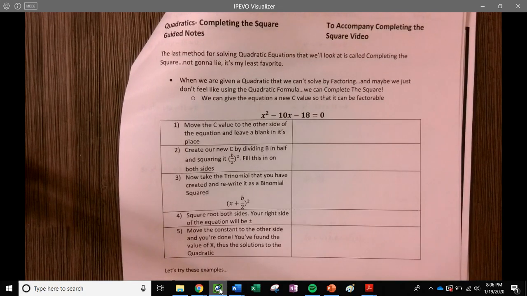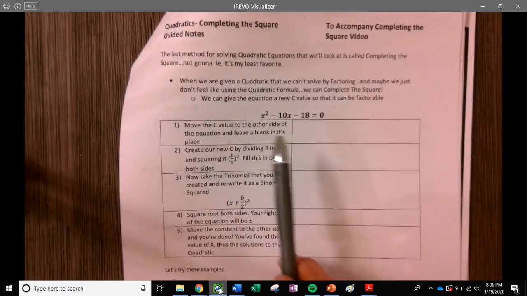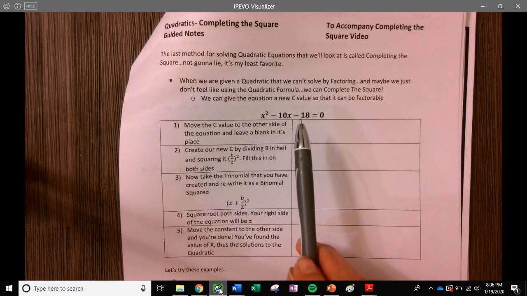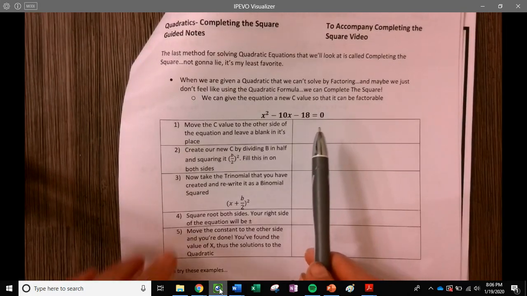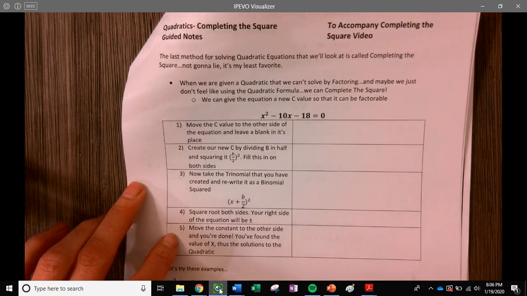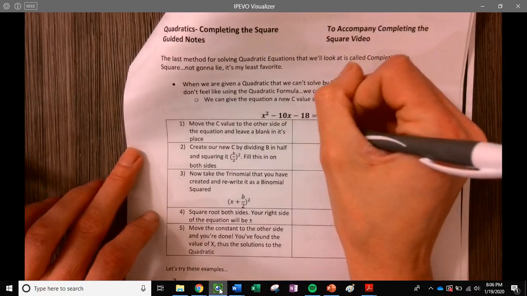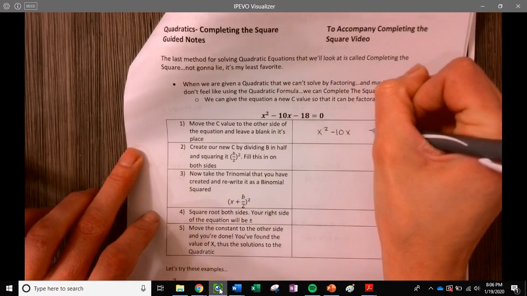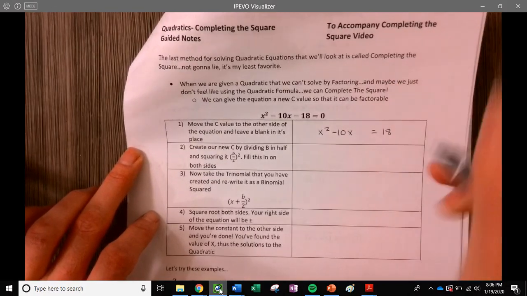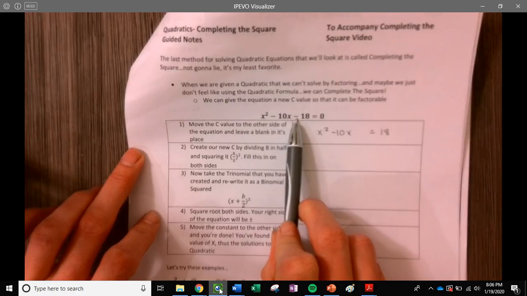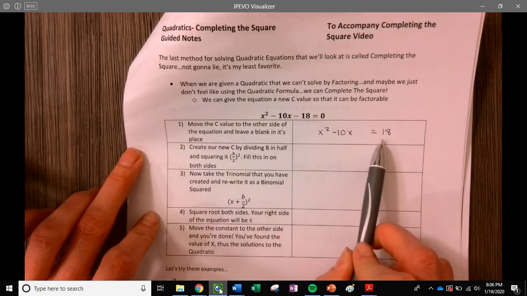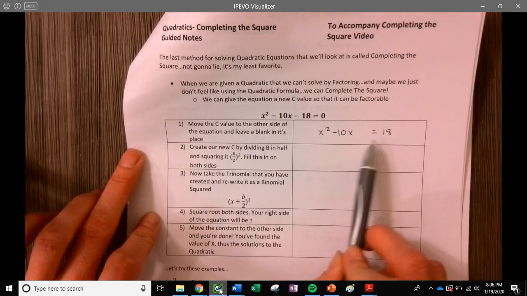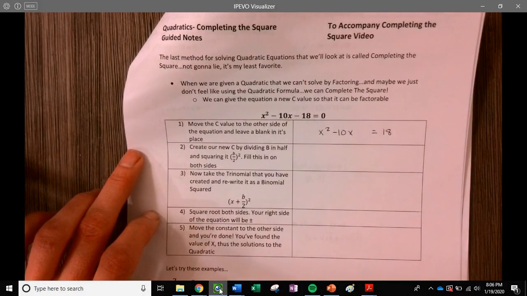All right, x squared minus 10x minus 18 equals 0. We cannot factor this as is, so we're going to ditch 18 over to the other side and get a new c value in here that we can factor. So I'll have x squared minus 10x, leave that space, and I've moved 18 to the other side by doing the inverse operation. So I've added 18, which gives me a positive 18 on this side. And now I've got to fill something in here.